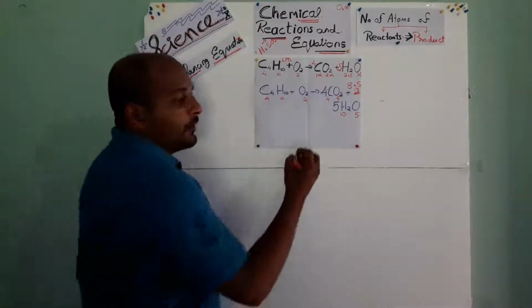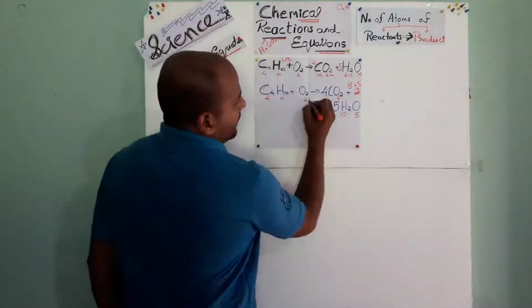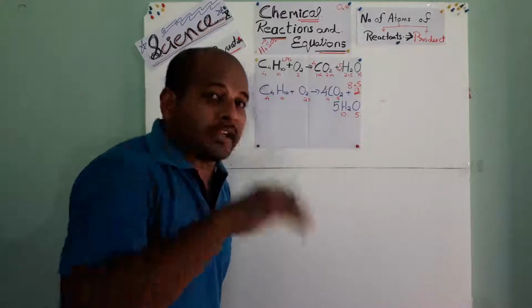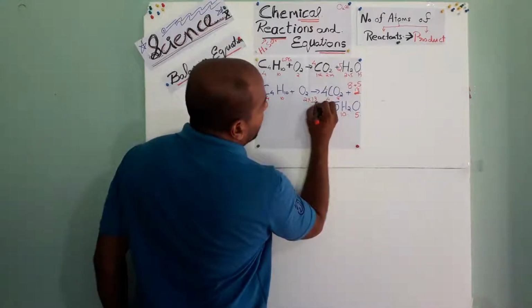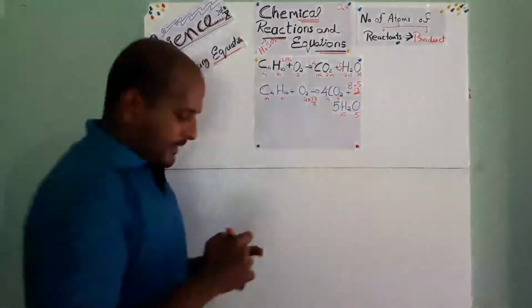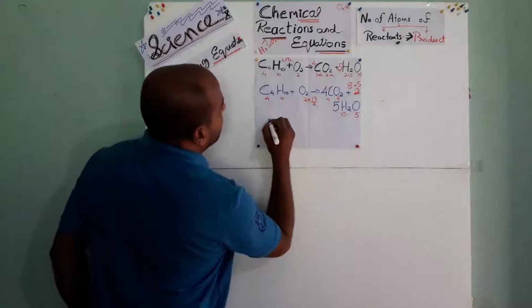6.5, which we can also write as what? Actually it is 6.5. In fraction, how can we write it? 13 by 2, 13 by 2, isn't it? So the final balanced equation will be like this.